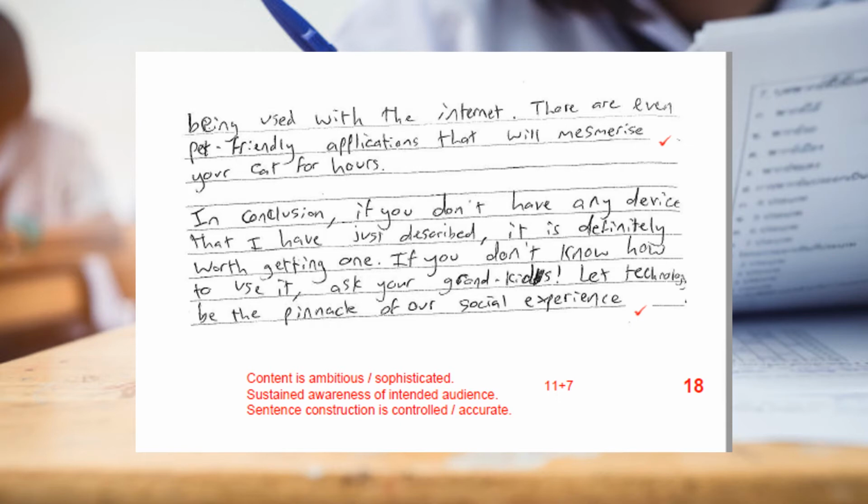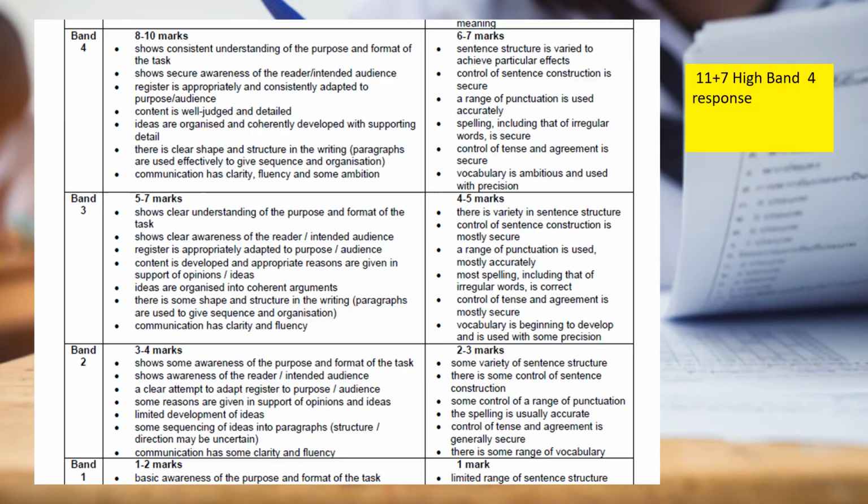You can see the exam board gave 11 and 7 for this response. Content is ambitious and sophisticated, sustained awareness of intended audience, it's very clear throughout, and sentence construction is controlled and accurate in the most part. That would give an overall grade of 18, or a mark of 18, and if we look back at the mark scheme, that would hit it into the high band 4. It shows consistent understanding of purpose, secure awareness of reader and intended audience, and many of those other features on both sides of that grid are easily ticked off by that response.